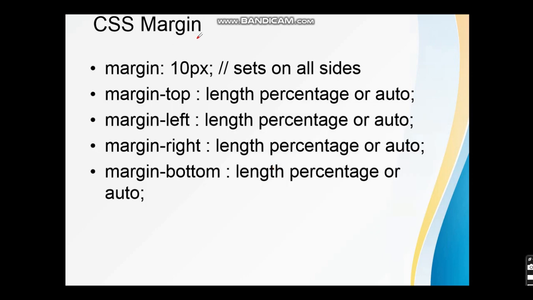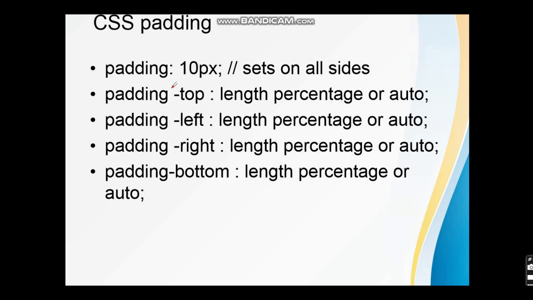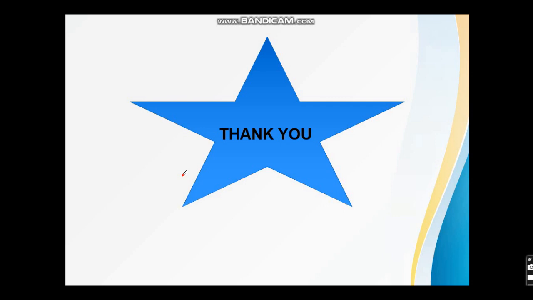These are the CSS margin properties, right? Margin and the value, that is 10 pixel, set on all sides, right? Margin top, length in percentage or auto, like 20%, 50%. Similarly, margin left, margin right, and margin bottom. Next, you can see CSS padding. Again, padding is the property, right? 10 pixel is the value, set on all sides, padding top, length, percentage or auto, padding left, padding right, padding bottom. Is it okay?